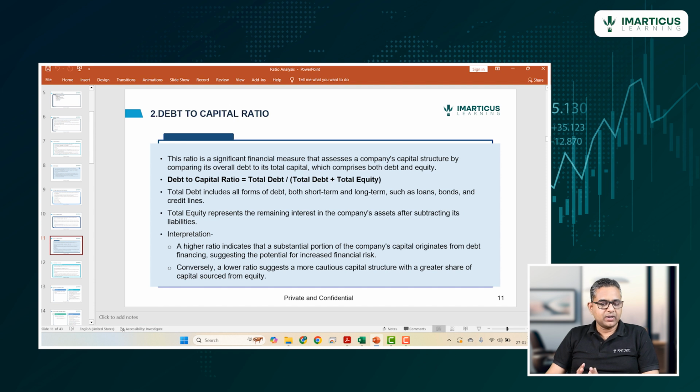If I'm comparing Berger Paints with Asian Paints, Kansai Nerolac, that makes sense. But I should not compare Berger Paints with L&T, let's say, right? So for different industries, these ratios could be very different, and hence we should look at these ratios from a particular industry perspective. Okay, so that is about debt to capital ratio.